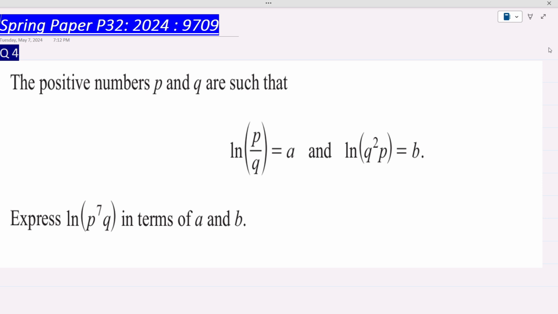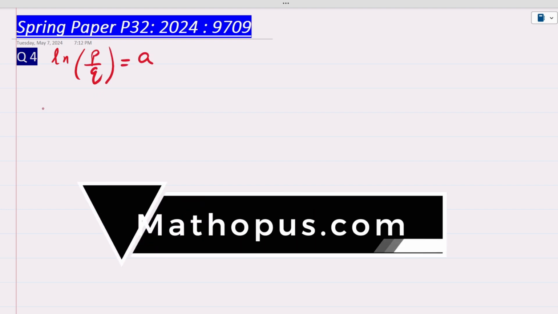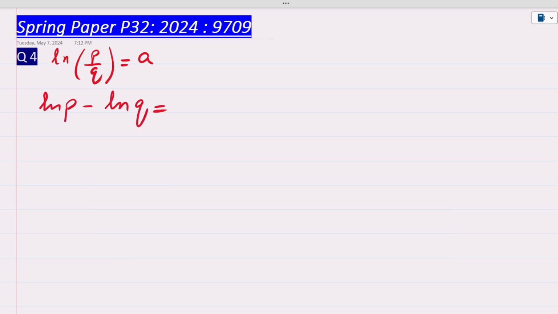Question number 4. The positive integers p and q are such that natural log of p over q equals a, the first equation, and natural log of q squared p equals b. We have two equations which we are going to solve simultaneously to find the value of log of p to the power 7 times q. The first information is that natural log of p over q is equal to a. So we can write this as natural log p minus natural log q equals a. This is the first equation.